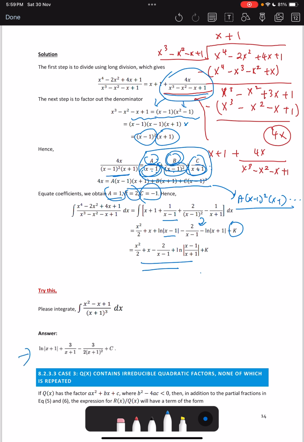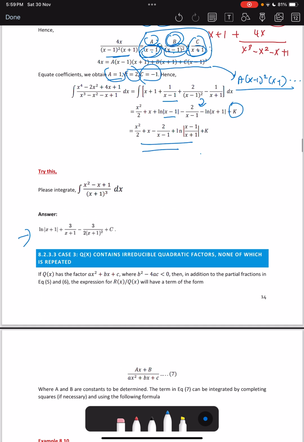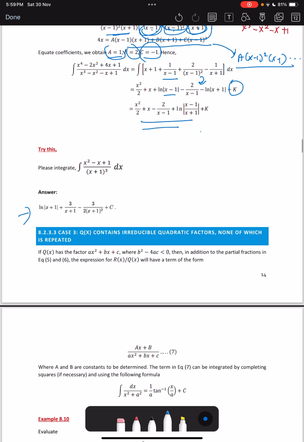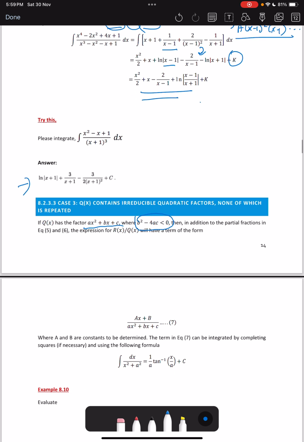Alright, that is for the Q(x) that is a product of linear factors, but there's a repeated one. Now, what if the third case where Q(x) contains irreducible quadratic factors, none of which is repeated? Okay, imagine like this: if you have the denominator Q(x) as a factor of the polynomial ax squared plus bx plus c, and the b squared minus 4ac is actually a negative number, then in addition to the partial fraction in the previous equation, now the expression of R(x) over Q(x) will have a term of this form.